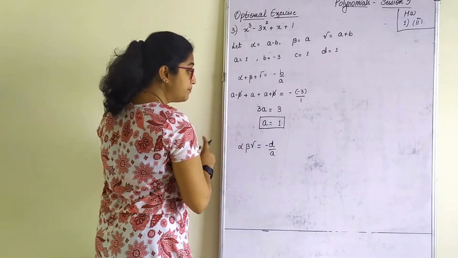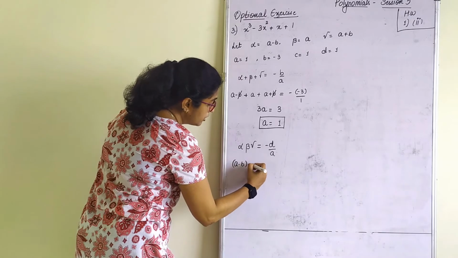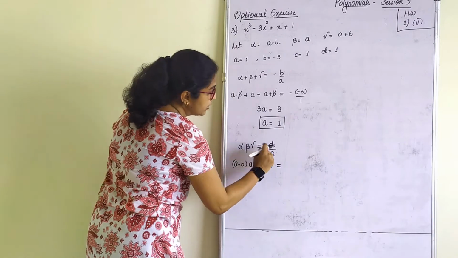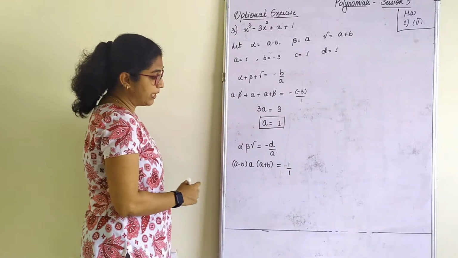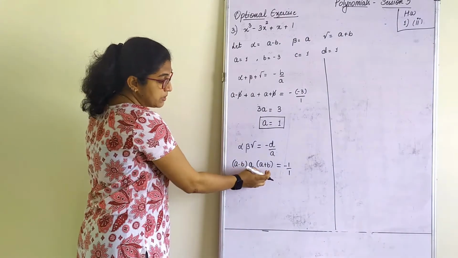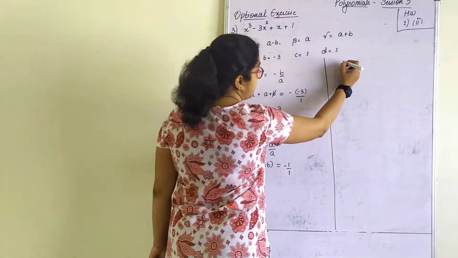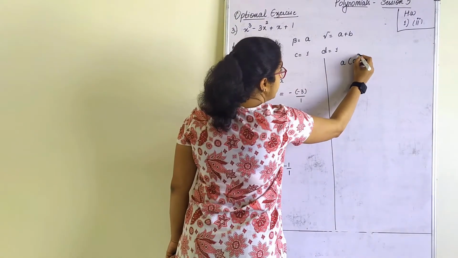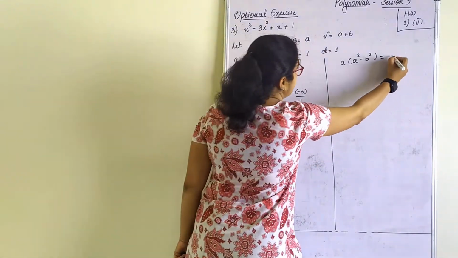What is your alpha here? Write whatever they have given: a minus b. What is your beta? a. What is your gamma? a plus b, is equal to minus d by a, that is minus 1 by 1. I will be doing it here so that it is clearly visible. Okay. a plus b, a minus b, which identity? a plus b, a minus b, a square minus b square. a of, one a is remaining here, a square minus b square is equal to minus 1 by 1, that is minus 1.